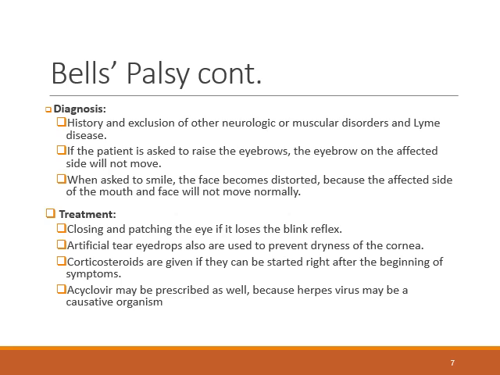Diagnosis, we're going to do by history, and we're finding out if it is maybe because of Lyme disease too, which is from ticks. Also, we're going to ask the patient to raise the eyebrows. If the eyebrow is affected, that side will not move. Once again, because it's affecting that nerve, they can't use that one side, so it almost looks like they're having a stroke. When asked to smile, the face becomes distorted, but once again, because that nerve is not moving appropriately. Okay, that finishes that part.